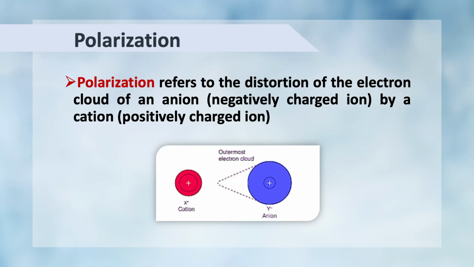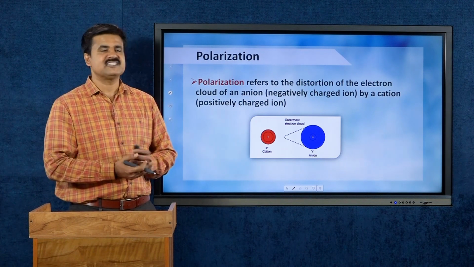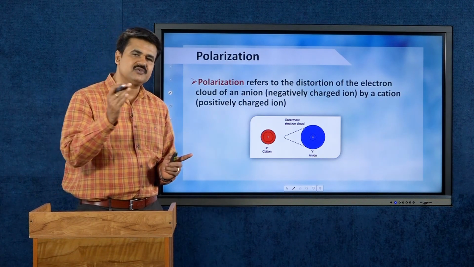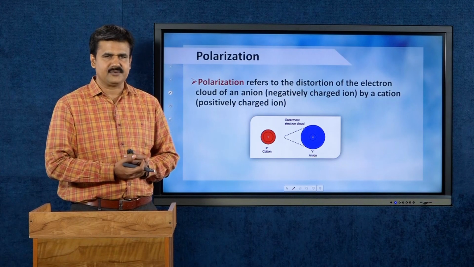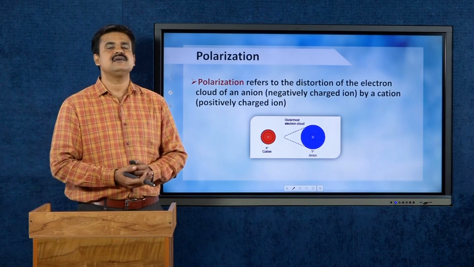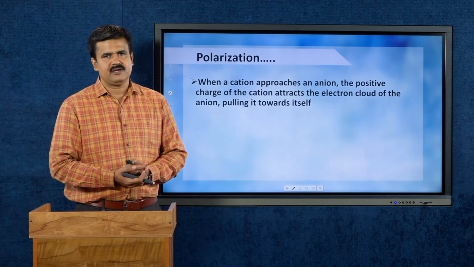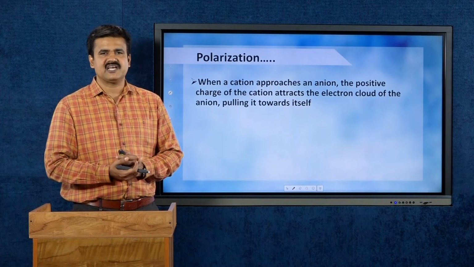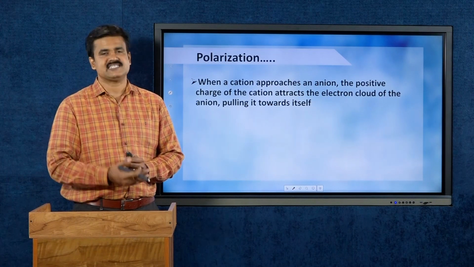The picture illustrates the polarization. The left hand side represents a positive charge ion or a cation, and the ion in blue color represents that of an anion. In the presence of this cation, the uniformly distributed electron density around the anion tends to move towards the cation. That distortion in electron density of an anion under the influence of a cation is termed as the polarization. Now, when a cation approaches an anion, the positive charge of the cation attracts the electron cloud of the anion, pulling it towards itself.